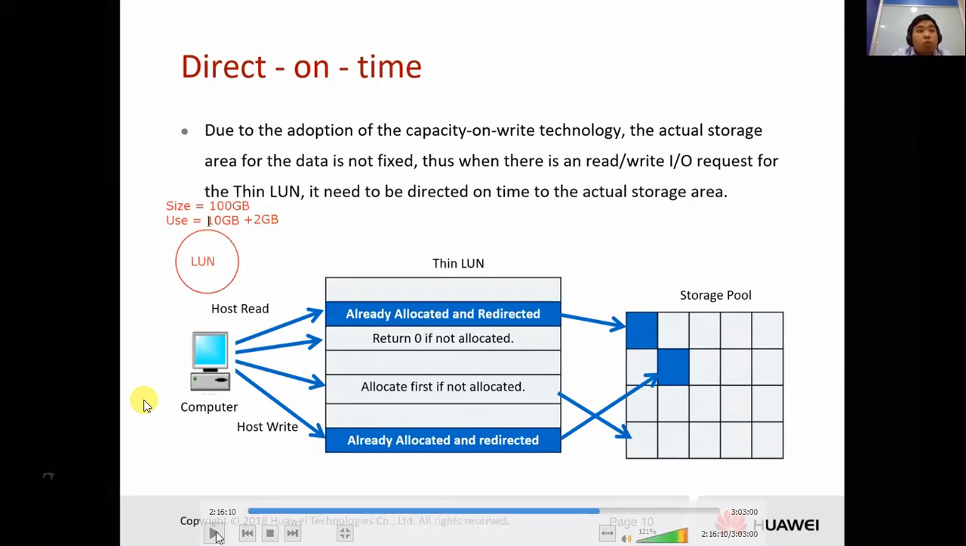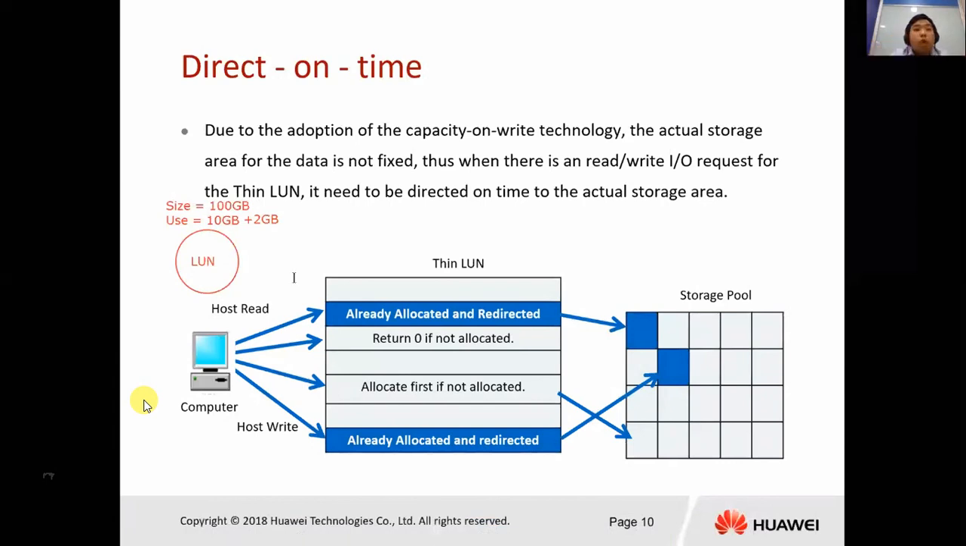If this 2 GB is meant to replace some data in this 10 GB, it means you want to overwrite the data, so the space is already allocated. If it's already allocated, I will direct you to the actual hard disk to write the data into it, on the hard disk space itself.